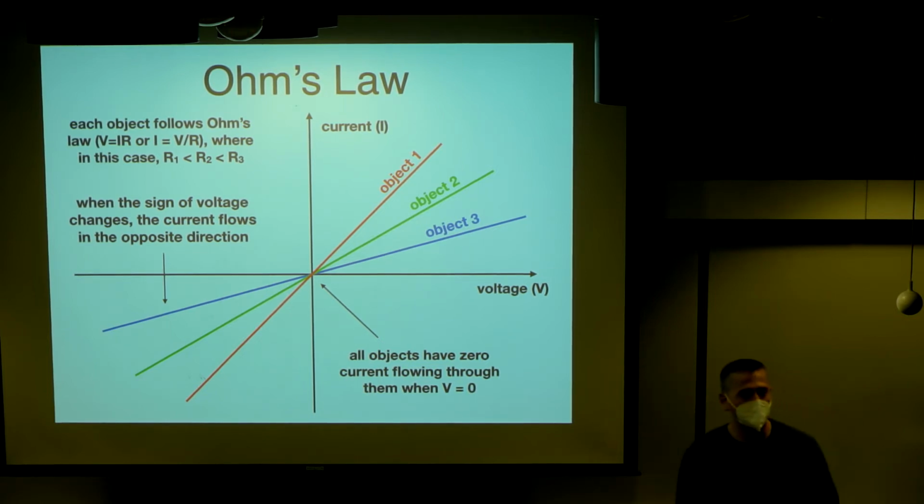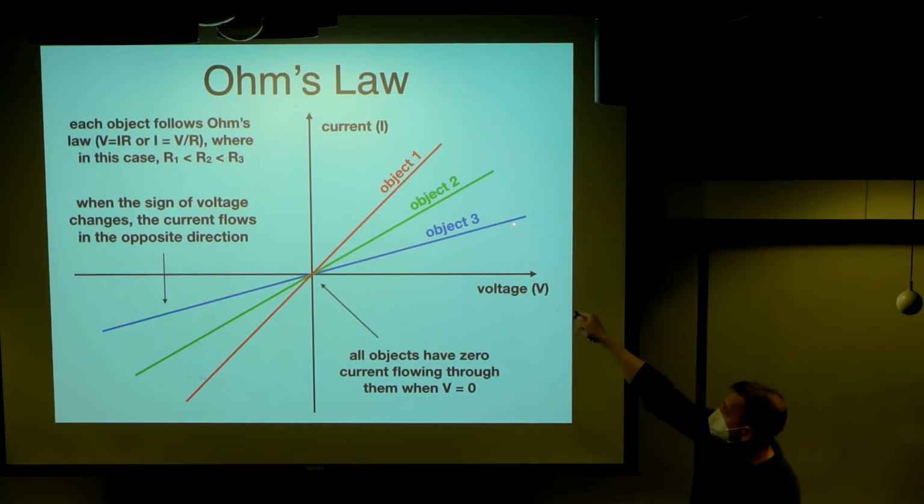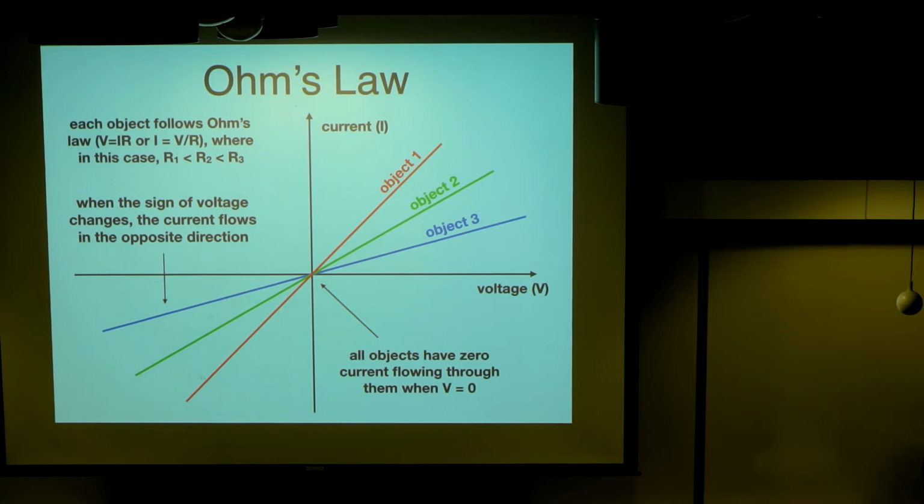Object number 3 is just the opposite. That has the largest resistance, because even if you apply a really large voltage, you don't get that much current out. So it's more resistant to current flowing through it. Okay? That's what we're seeing in this graph.